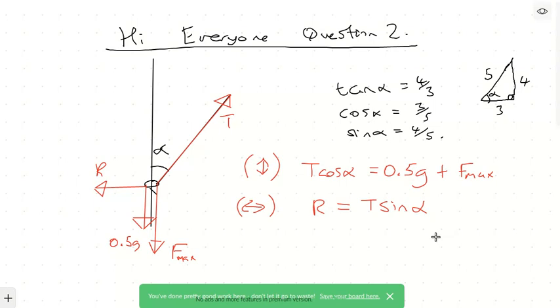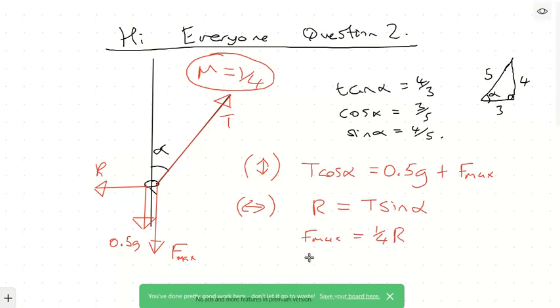Have we got a value for mu as well? Yeah, mu is a quarter, something I forgot to write down. So I've got mu there. And so what I can now do is say, well, F max is mu r. Let's write that down actually. F max is a quarter r.